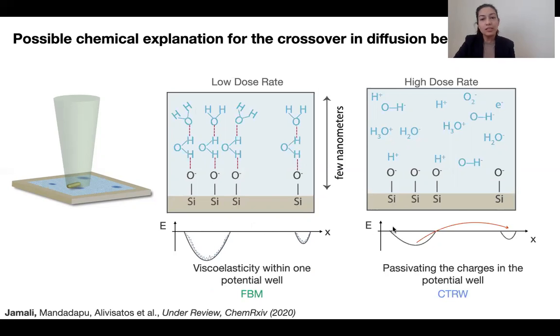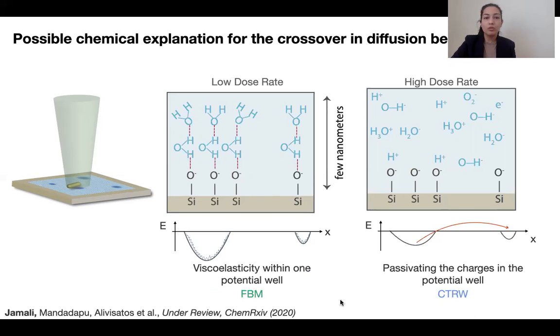But as we increase the electron beam dose rate, there is radiolysis happening in water, there are pH changes, and we have radiolysis species that partially passivate these silanol groups on the surface, smoothing out these potential wells. Now the thermal energy of the particle is large enough to take it out of these potential wells, so the particle can experience multiple potential wells over the silicon nitride membrane surface. And so now we have the presence of CTRW behavior.